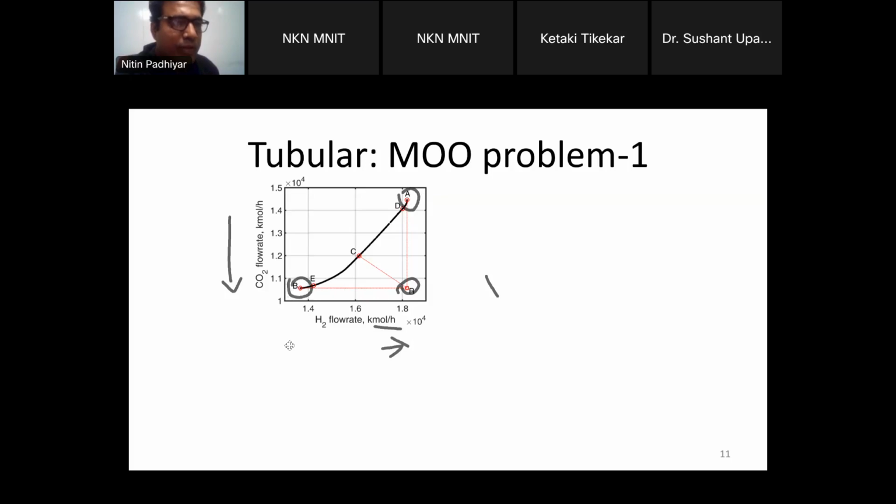which is this point, but then you have to make a deal. You have to make a compromise. If I want maximum hydrogen, I can get that. This is the maximum hydrogen possible. But then correspondingly, I also have to compromise in terms of large carbon dioxide emission. Yes, I have to deal with that. Similarly, if I want to minimize carbon dioxide, which is this point B, then the corresponding hydrogen production is also quite less. So this we have to deal with.